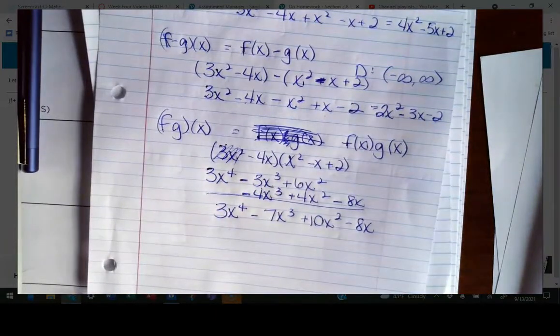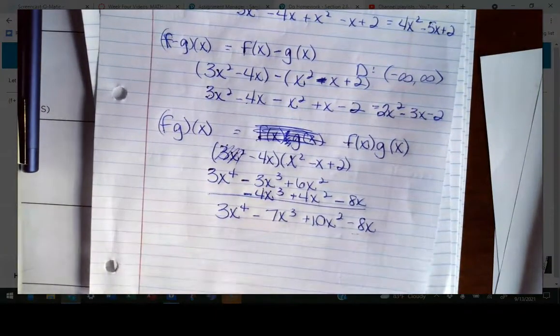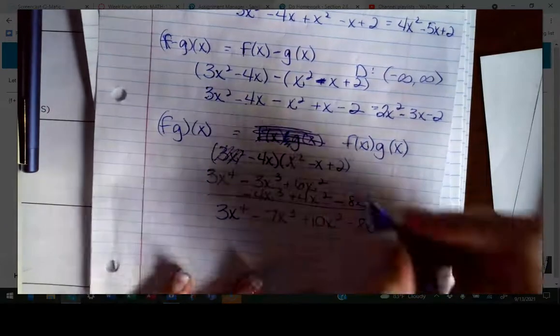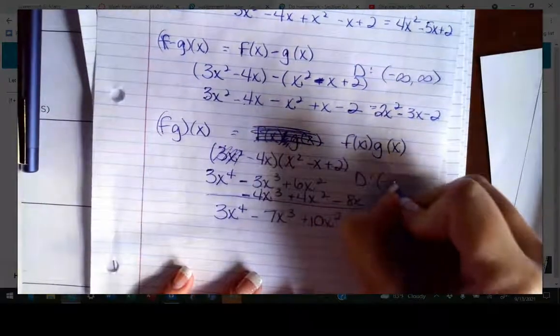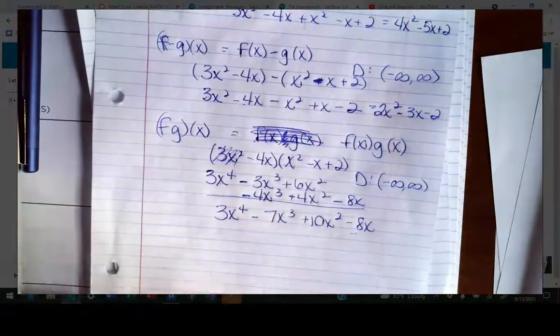And now I need to know what my domain is. Do you see any variables in denominators? No. Do you see any variables under even roots? No. So your domain is all real numbers.